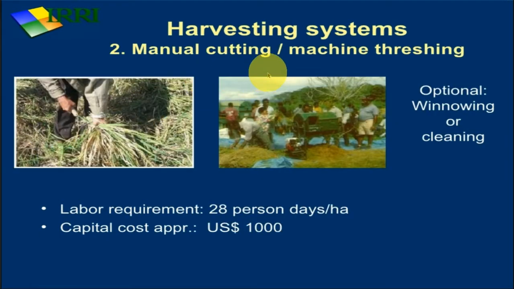Next, manual cutting, machine threshing. It is the combination, meaning the cutting will be done manually, the crop will be cut from the field manually, and then the threshing, the separating of the waste material and outer covering of the grains, by machine. Here the labor requirement is decreased to 28 man-days per hectare, but the capital cost increases, at $1 per thousand. Winnowing and cleaning are optional, which we will do with the wheat, something to remove the dust particles and all.